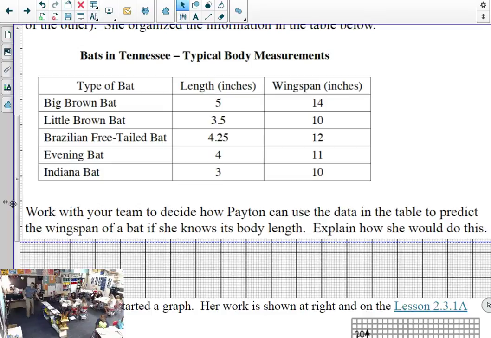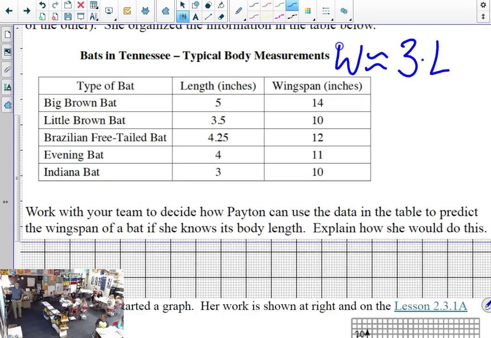So you're saying that the wingspan is approximately equal to 3 times the length? 5 times 3 would be about 15. 3.5 times 3 would be a little over 10. 4.2, well, take off the 0.25 and that would work. This is pretty close. I like it.